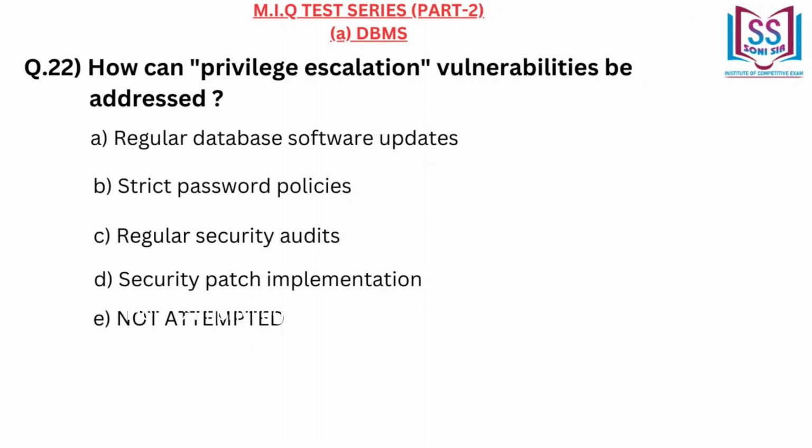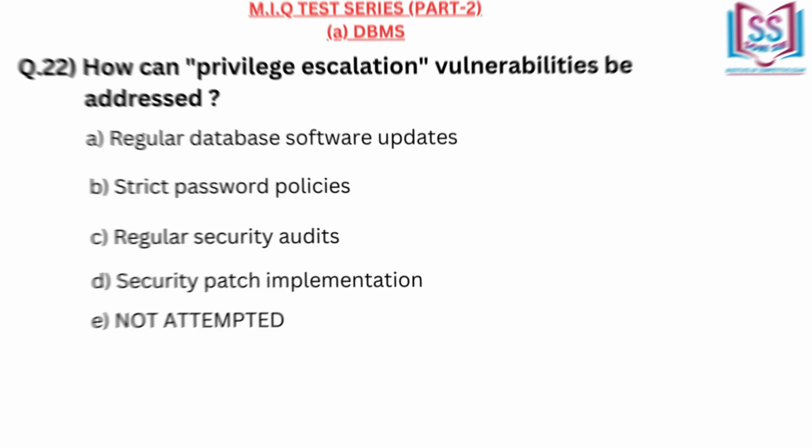How can privilege escalation vulnerabilities be addressed? A. Regular database software updates. B. Strict password policies. C. Regular security audits. D. Security patch implementation.